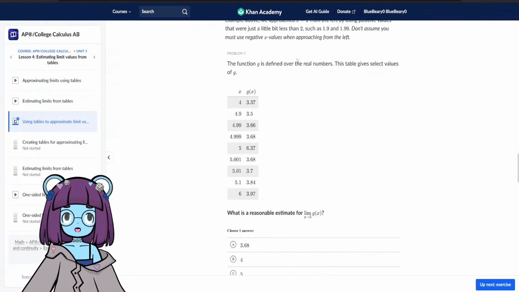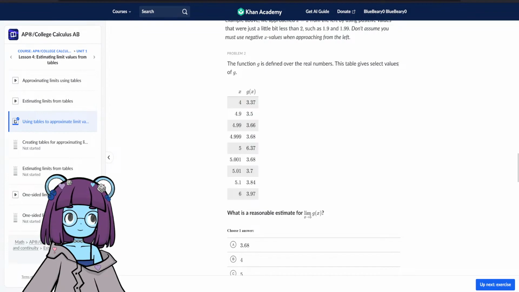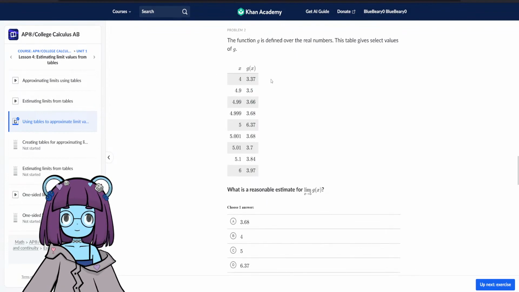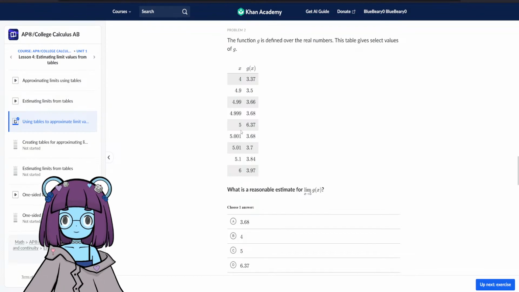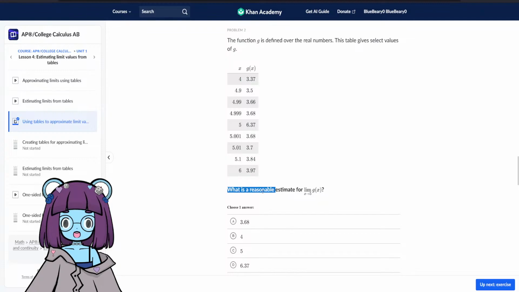The function g is defined over the real numbers. This table gives select values of g, okay? 4 goes to 5 goes to 6. Oh, it jumps. Interesting. So that's what they were trying to do. What is a reasonable estimate for the limit of g of x as x approaches 5?